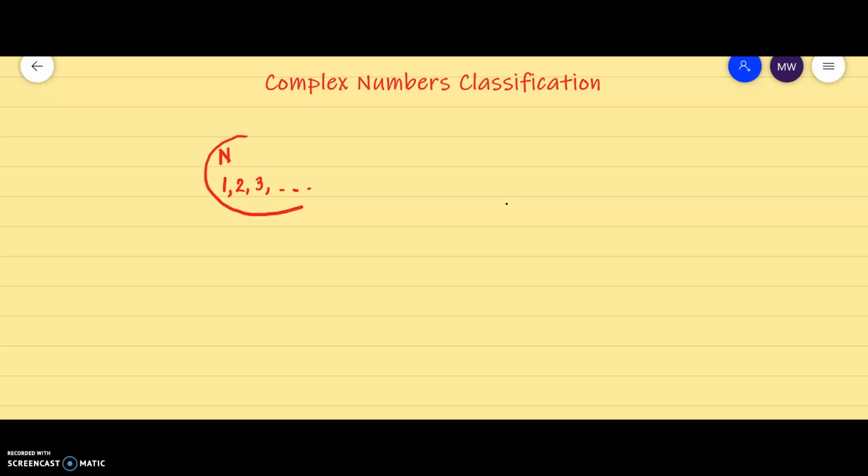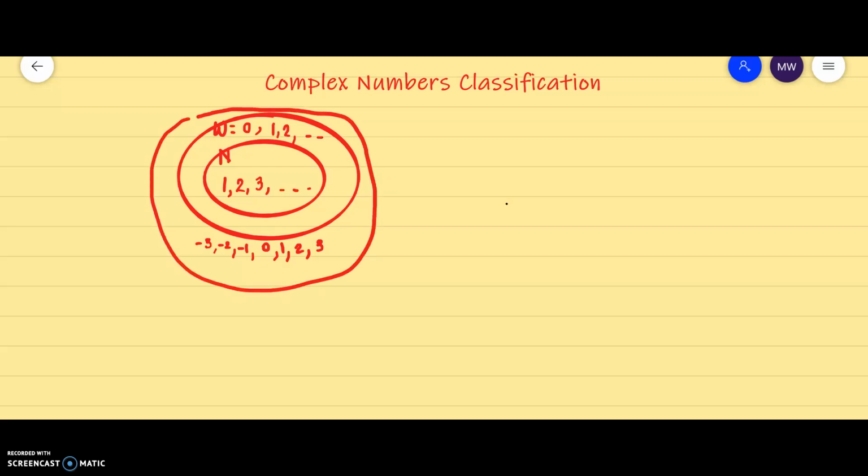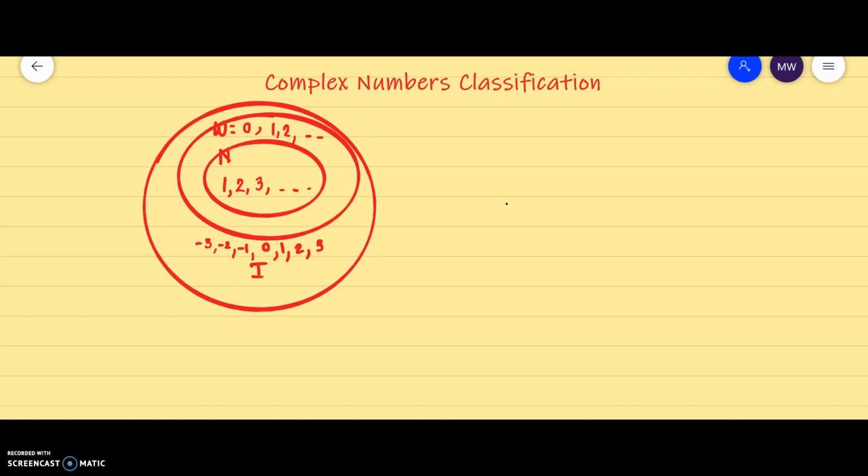And then we learn about the set of whole numbers. Whole numbers are nothing but we start with 0, 1, 2, 3, etc. So it includes an extra 0 and all of the natural numbers. After whole numbers, we learn about integers. Integers include the negative numbers: -2, -1, 0, 1, 2, 3, etc. So integers include the natural numbers, the whole numbers, and all the negative numbers also. That is the set of integers.